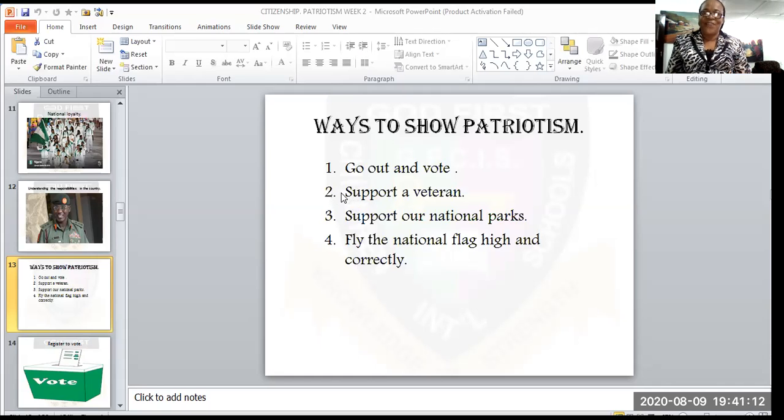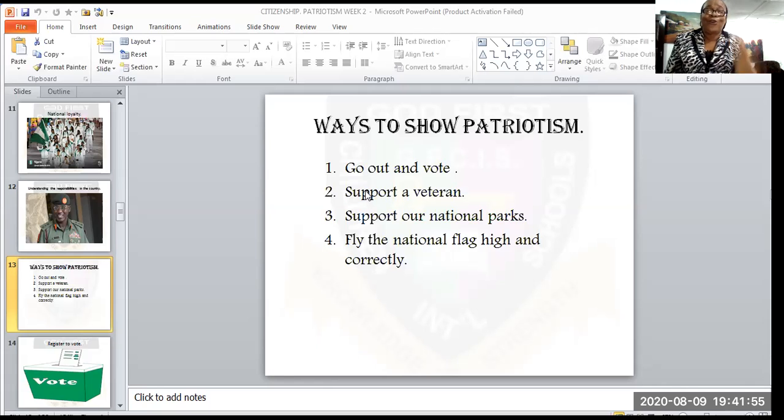So, support a veteran. What do we mean by a veteran? A veteran is somebody that has served this nation faithfully and loyally. Somebody that has served this nation, supported this nation, put in his or her best in this nation. Their best years were spent in this nation, and those years gave the most significant aspect of her work or his work. Therefore, support them.